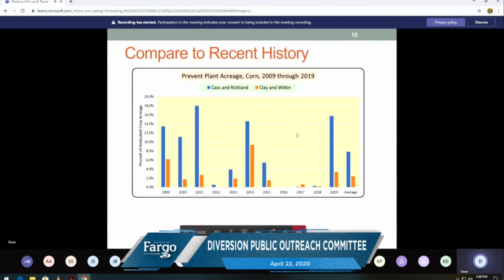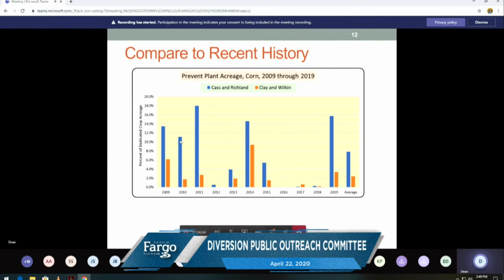So here's maybe more in line with what I'm suggesting with that concept. This is actual prevent plant acreage for corn. The blue bars are Cass and Richland County in North Dakota. The orange bars are Clay and Wilkin. And you can see here that this is the percent of land dedicated to that crop acreage in the county. In other words, what's the crop rotation percentage? It's based on how many total acres there are, and then what share of those acres didn't get planted. You can see that we don't need to know what the share of corn is. I think it's around 40% or 35% in the counties.